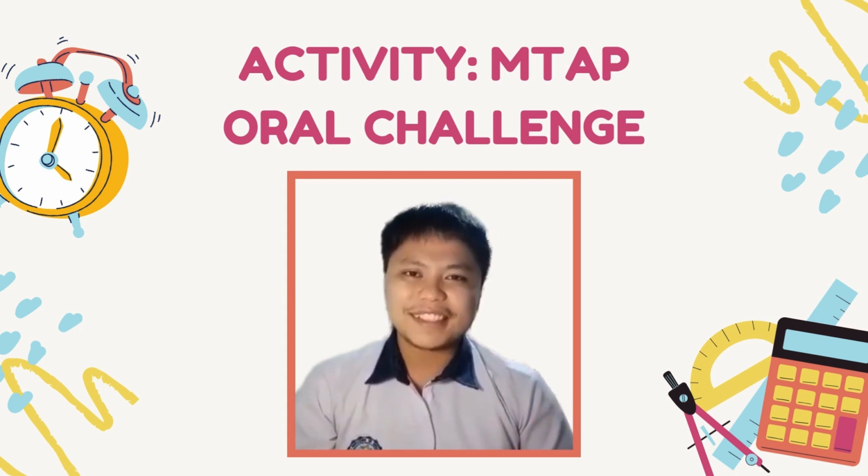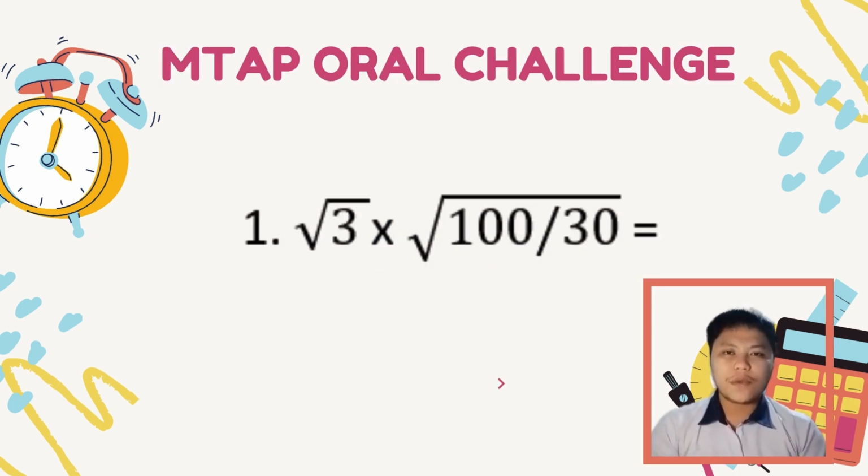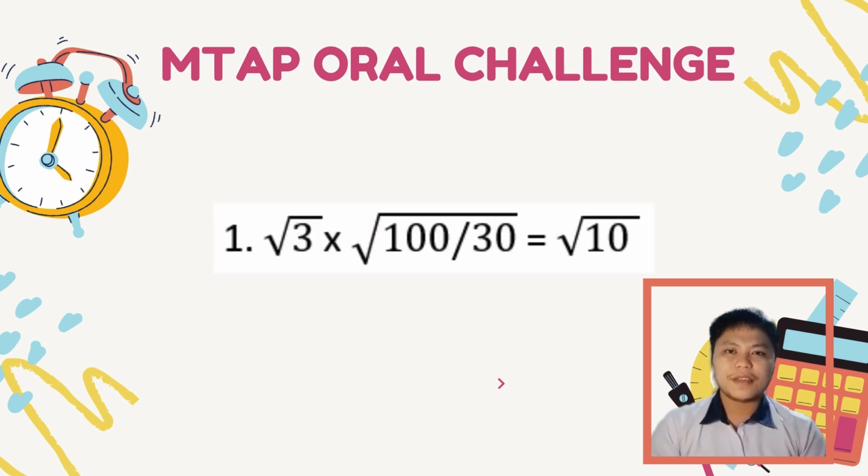Let's begin. Square root of 3 times the square root of 100 divided by 30. Your timer starts now. Okay, time's up. Raise your illustration board. Okay, only group 1 got the correct answer.